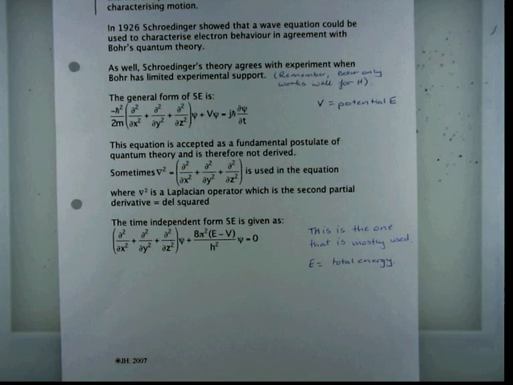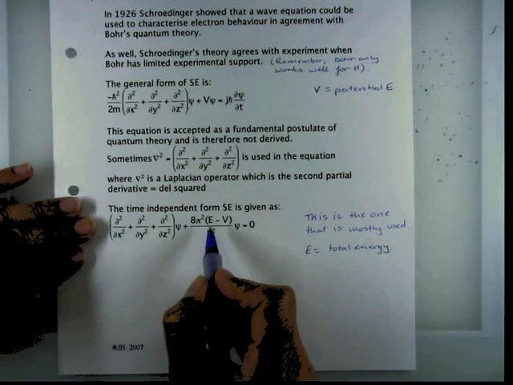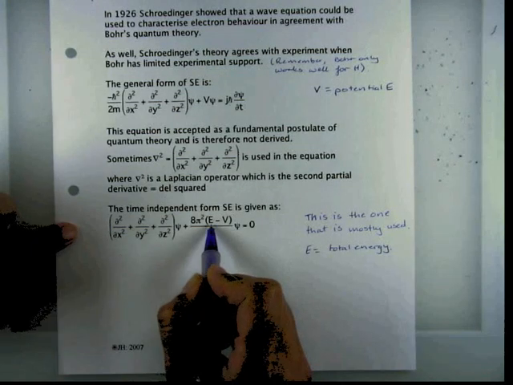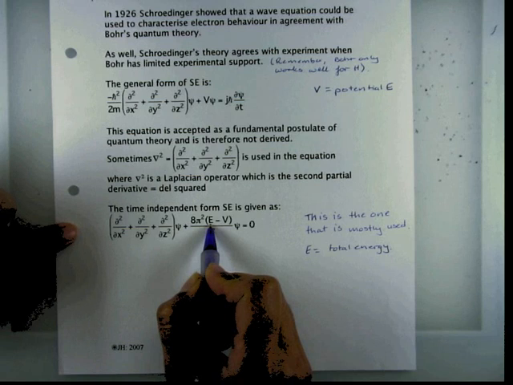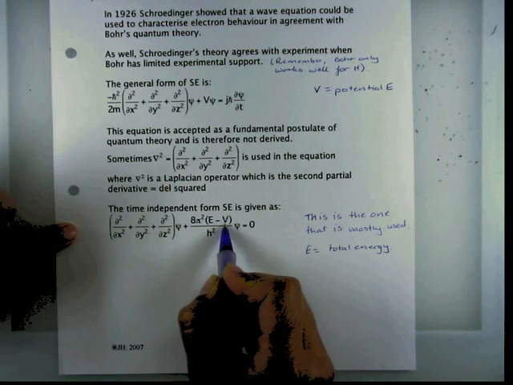Okay, that's how we're going to be treating Schrodinger's equation. Just one other variable in here that I haven't mentioned. This is E, the total energy of your system. Of course, V is your potential energy.